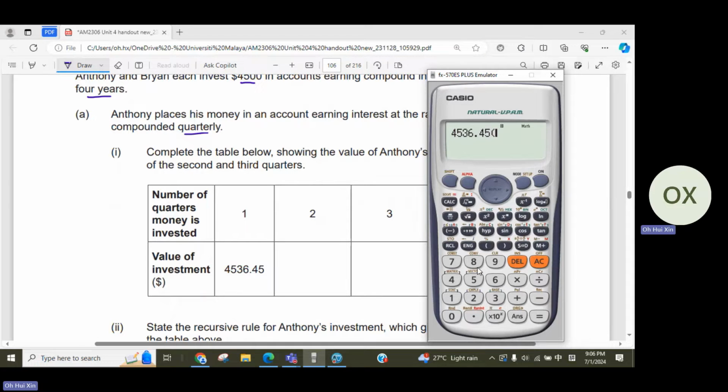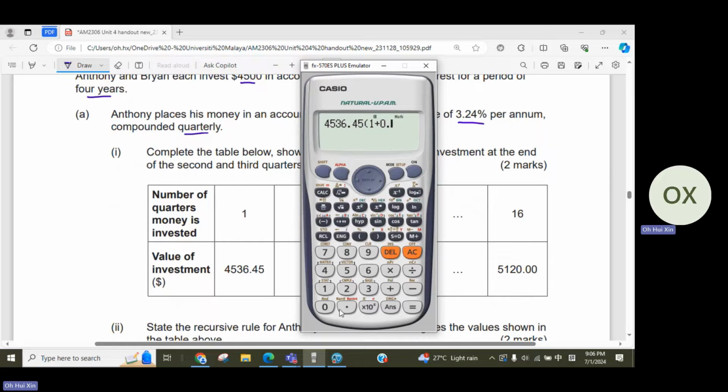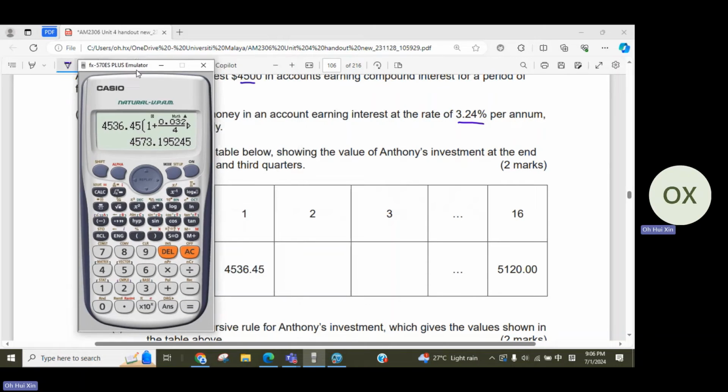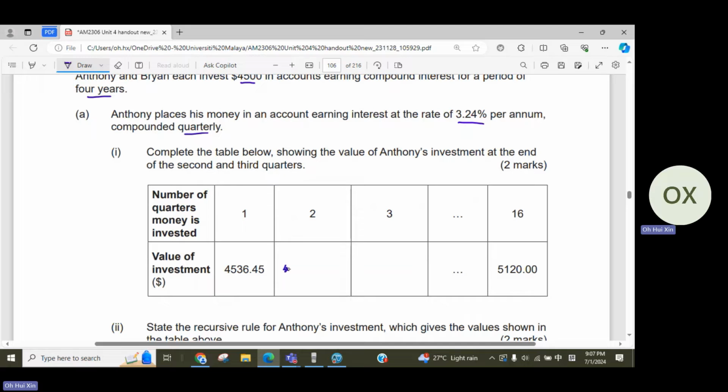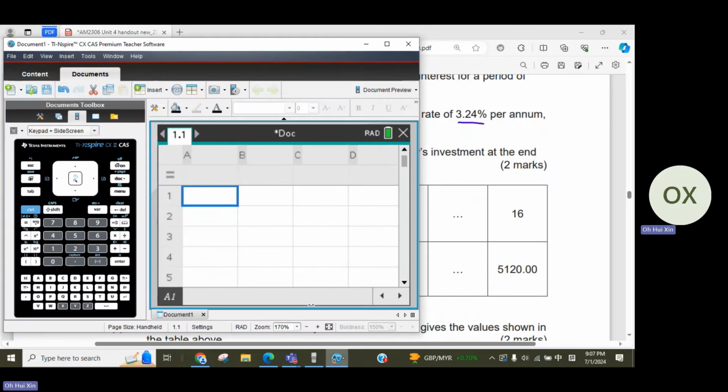So you can just do it in your calculator, like 4,536.45 multiply 1 plus, so the interest rate is 4 per annum, so change it to decimal and then divide by 4. Okay, so from there, you should be able to get the first number here after the first quarter, which make sure that you round it to correct 2 DP for all the money. So 4573.20.